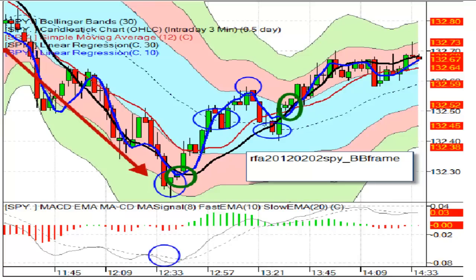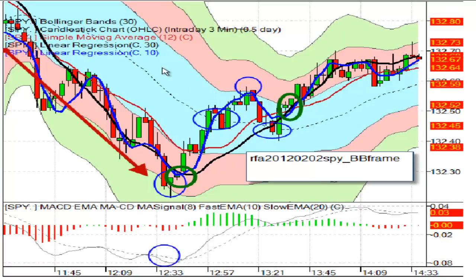Good afternoon. This is Ken Long from Tortoise Capital with a quick case study on turning points midday using the Bollinger Band flow technique, or the PANDA. So what we have here is a screenshot from a ready, fire, aim technique on February 2nd, 2012 using symbol SPY. And this is what we're calling the Bollinger Band frame, so you can see how we're reading the indicators.